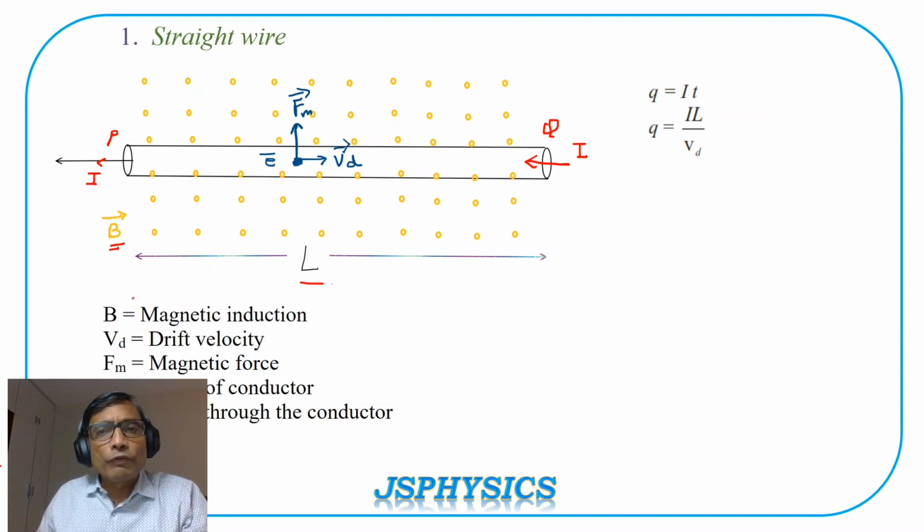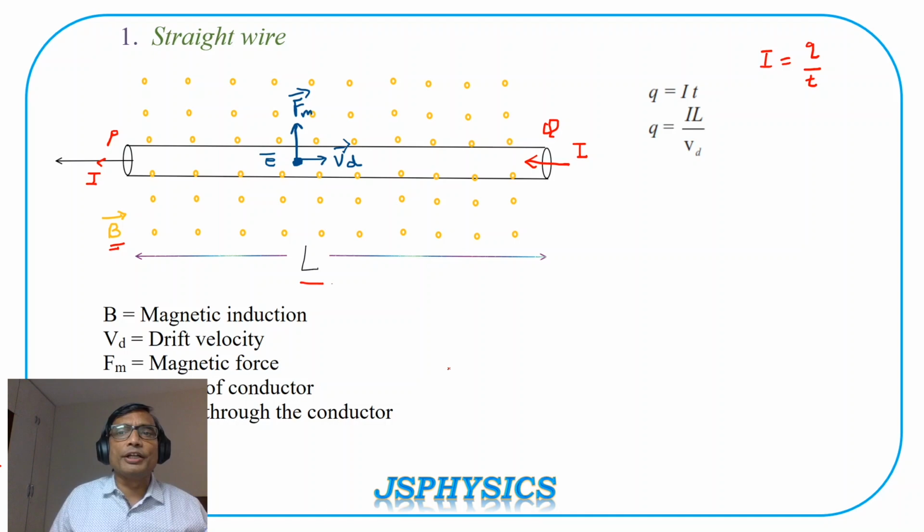Now we know the definition of electric current. I is equal to Q by T. Electric current is nothing but the amount of charge passing through a given cross section of the conductor in unit time. From this I can write Q is equal to IT. When the current is flowing inside the conductor, the charge is moving in the opposite direction if it is an electron. Inside this conductor, this is an electron. At one particular instant it is moving to the right hand side because the current is to the left hand side. The direction of flow of current and flow of electrons are always opposite.